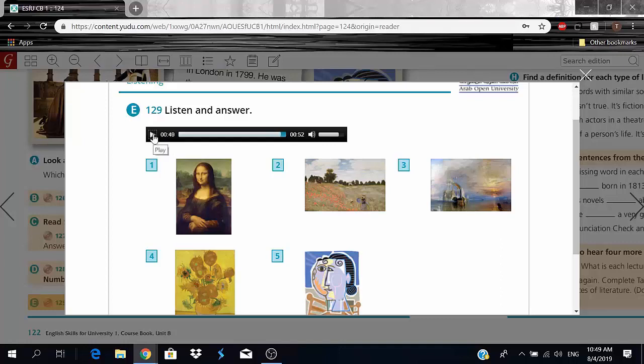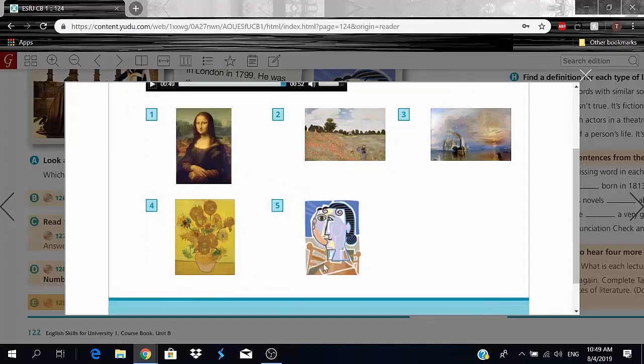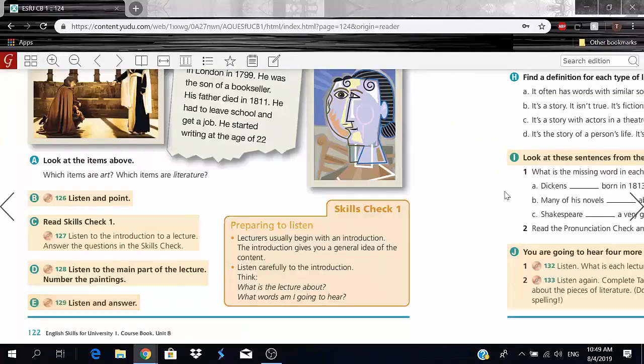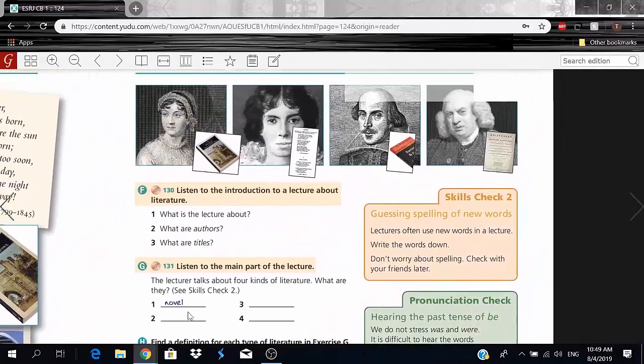We have 2 portraits, the Mona Lisa and the abstract painting by Picasso. And that's it. Yep, done. Now let's move on here.